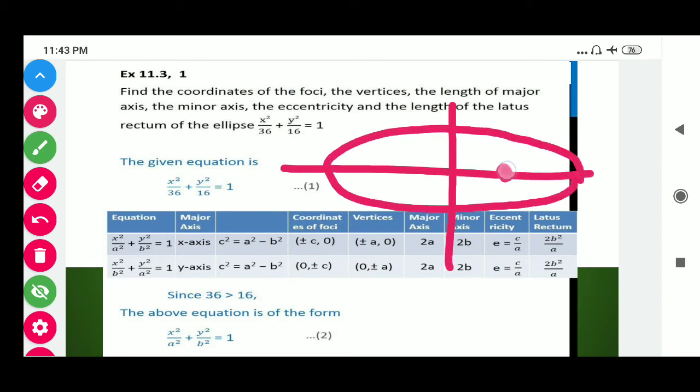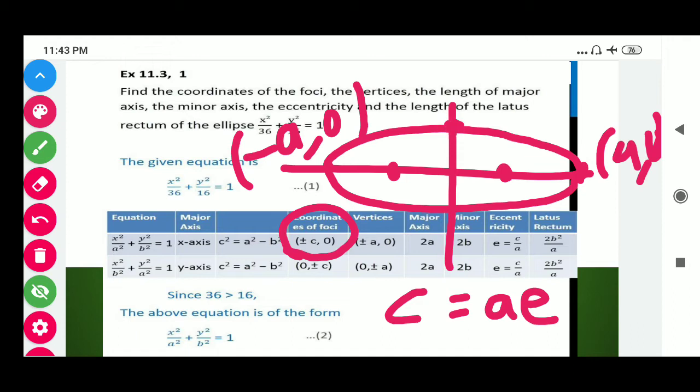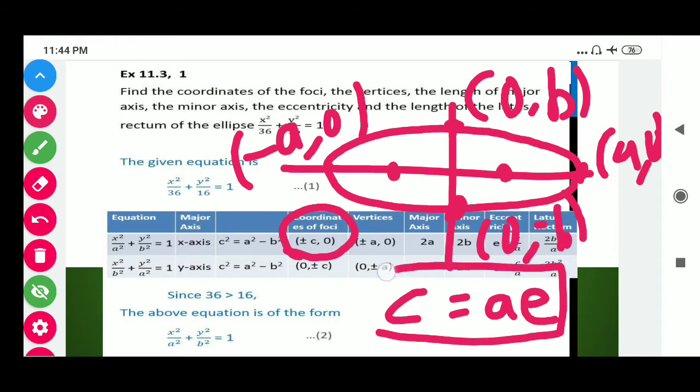Here we have the focus denoted by S and its coordinates are plus minus C, 0, where C is equal to AE. Okay, and A is the end of the conic. We can say this point as A, 0 and this point as minus A, 0. In this way, the ends of the minor axis are 0, B and 0, minus B. So students, the coordinates of foci are plus minus C, 0, where C is equal to AE.